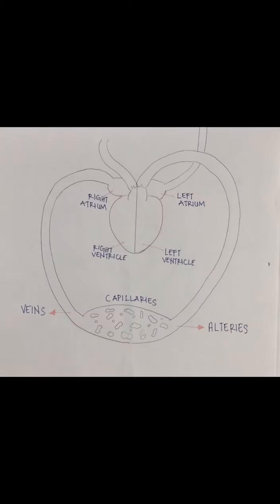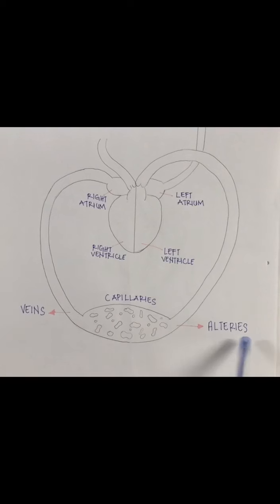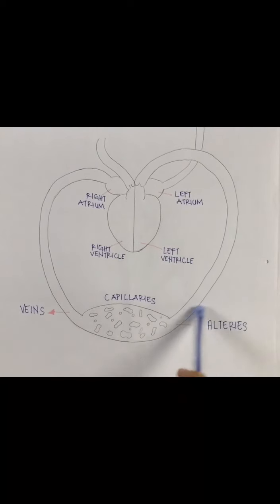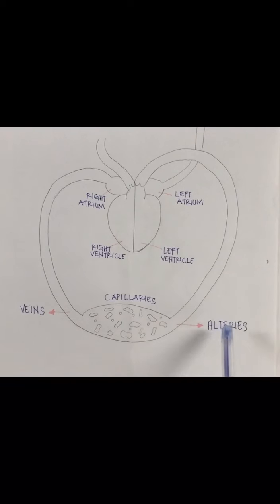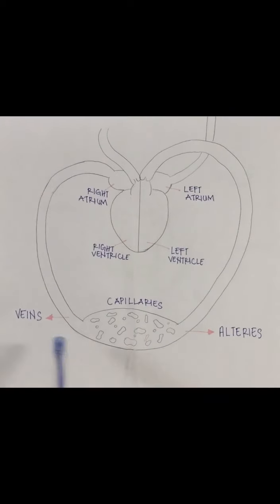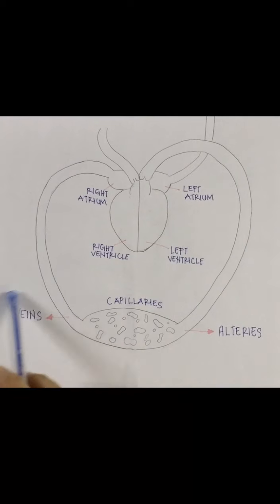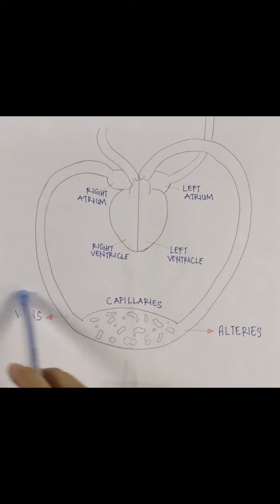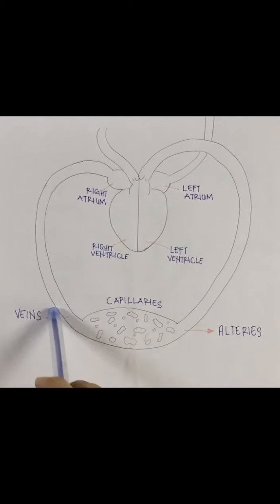From the lungs, the oxygenated blood returns to the heart through the pulmonary vein. The oxygenated blood is pumped at high pressure from the heart to the body through the aorta. The body cells bring the deoxygenated blood back to the heart through the vena cava. The deoxygenated blood is pumped from the heart to the lungs through the pulmonary artery.